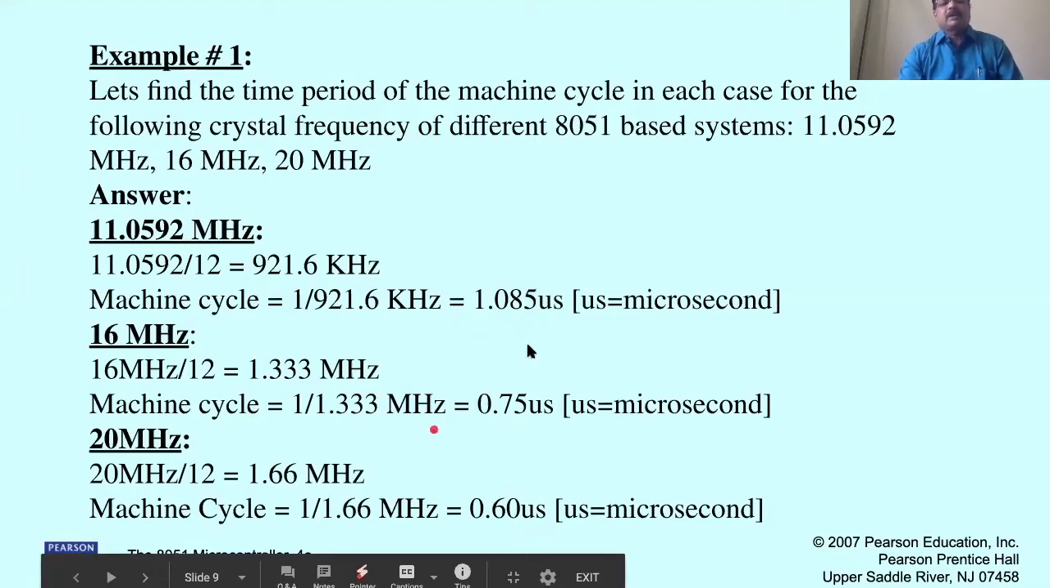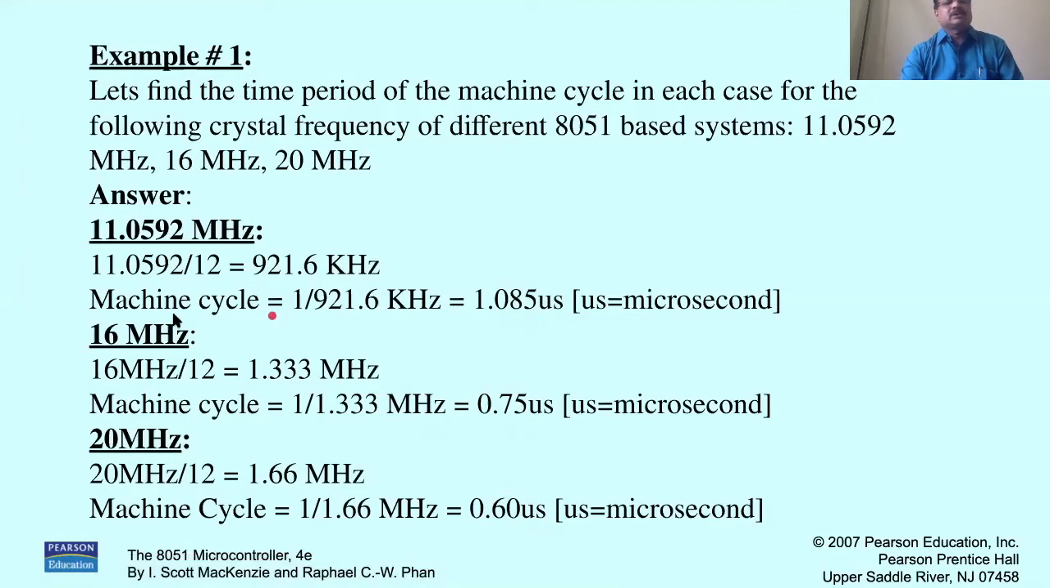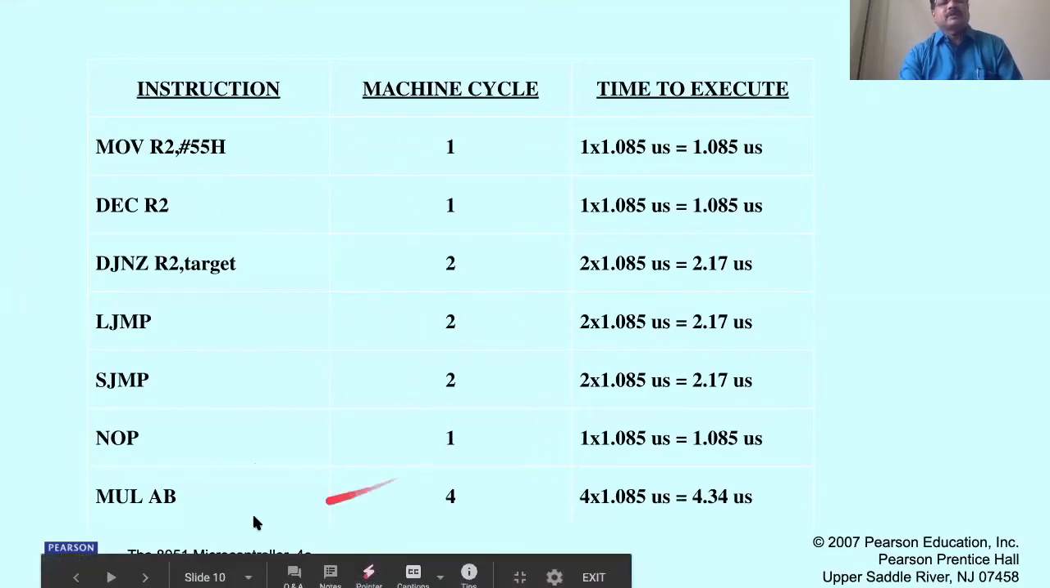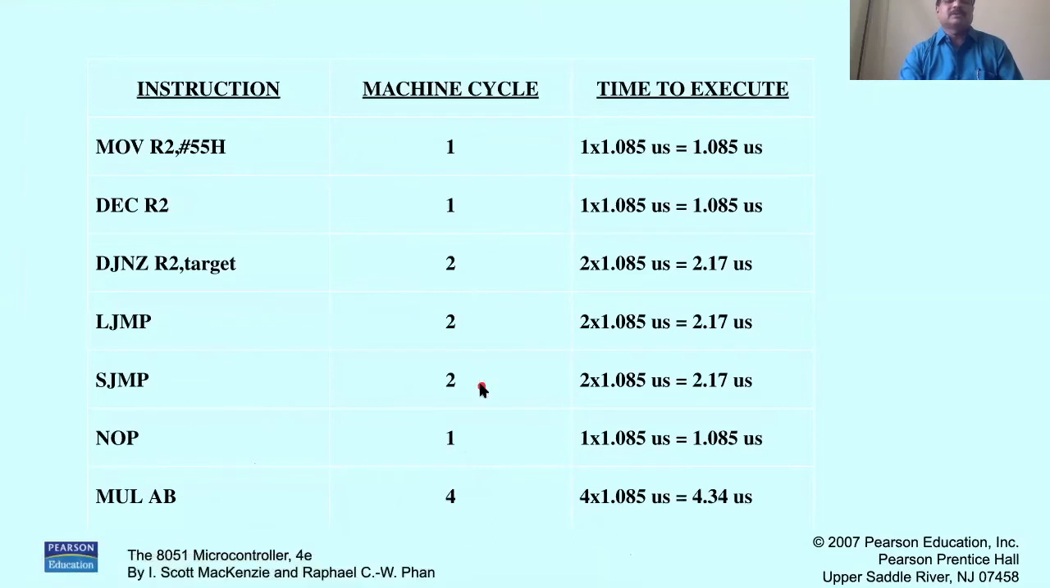Now we mainly consider the crystal that is having approximately 12 megahertz operating frequency for our calculations. So if we consider that, here are some examples given of different instructions which are having one or two machine cycles. Now here you can see the multiply instruction is having 4 machine cycles. Only multiply and divide are the instructions which require 4 machine cycles. Otherwise, most of the instructions in the 8051 require only 1 or 2 machine cycles.